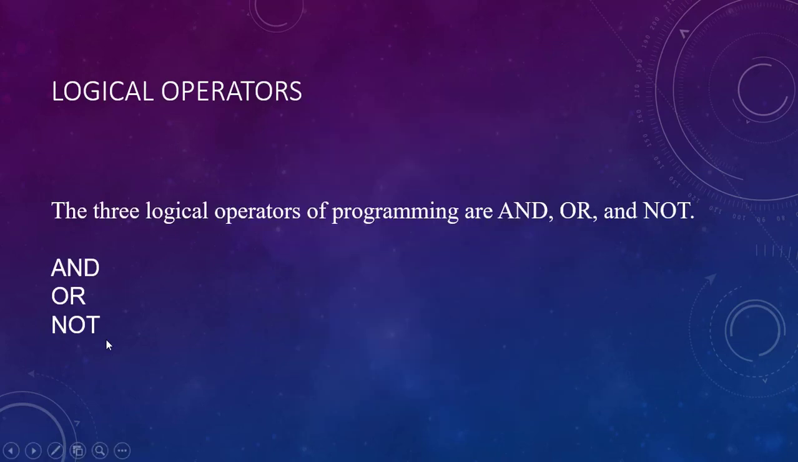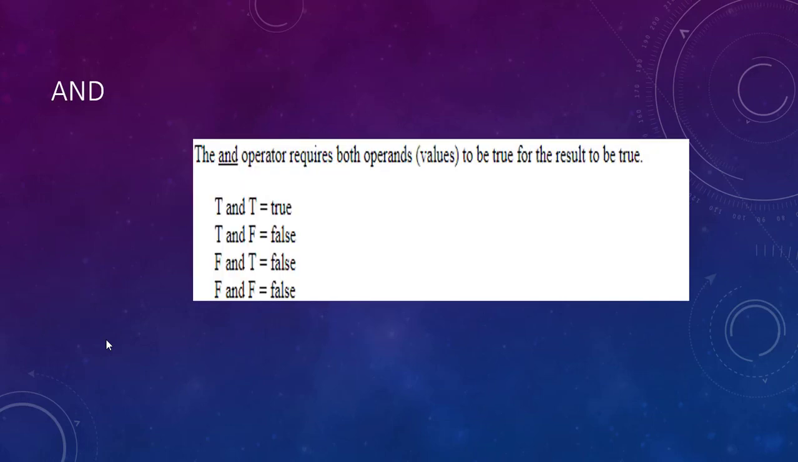Now, besides relational operators, we also have logical operators. You have met logical gates or logic gates, which we studied in paper 1. For logical operators we have AND, OR, and NOT. These are the three different operators that are used to create logical expressions.